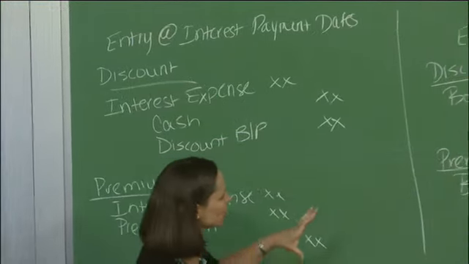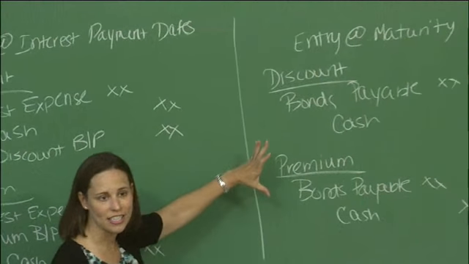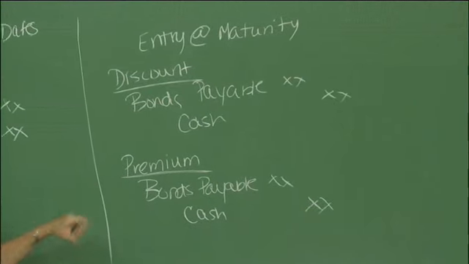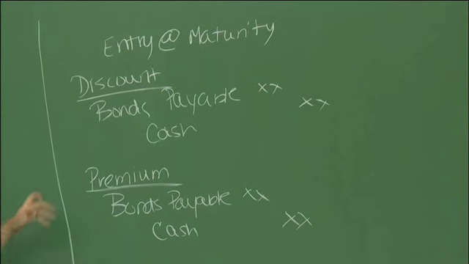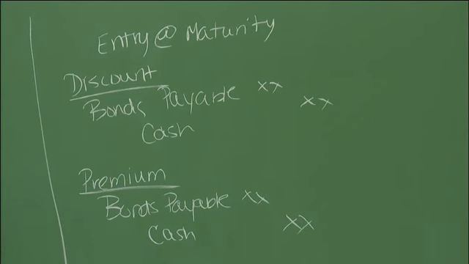Then our entry at maturity. Notice how for our discount and our premium, the entry on maturity is the same. Debit bonds payable, credit cash. We debit bonds payable because we're getting rid of the liability. Once we pay the maturity value, the bond term ends. We no longer owe any money. We credit cash because we're paying the cash.